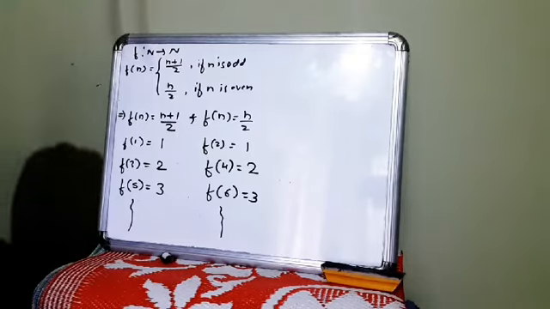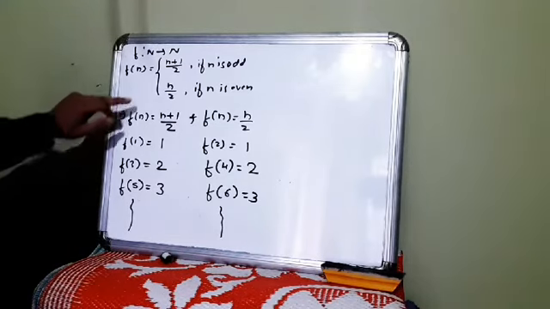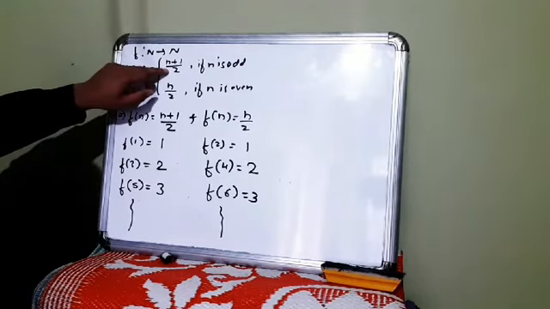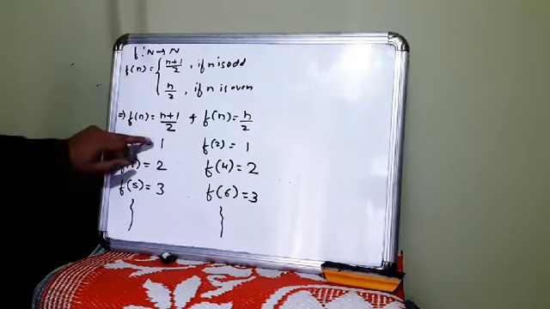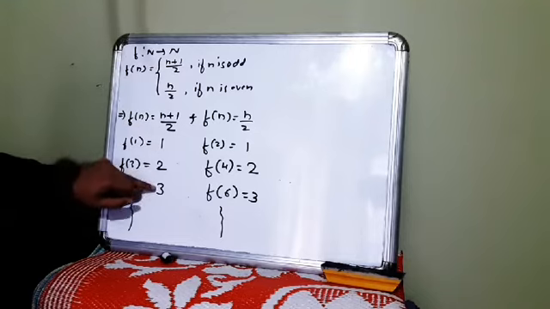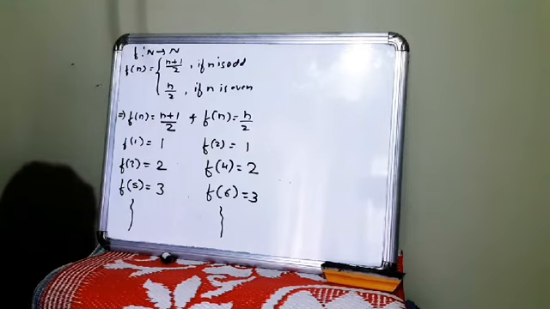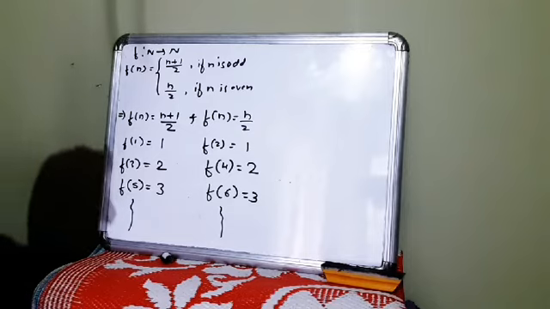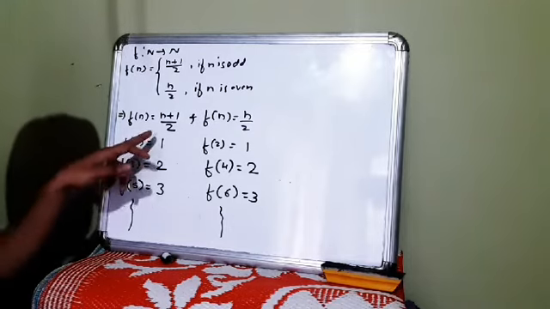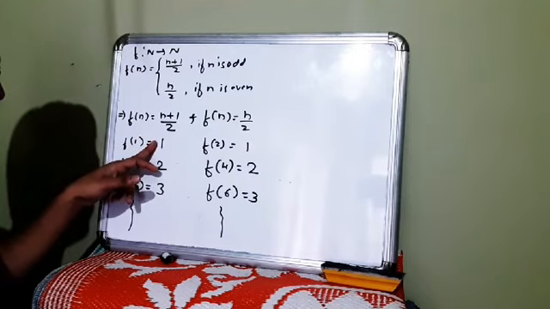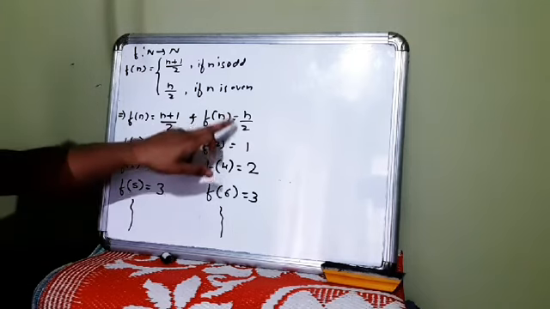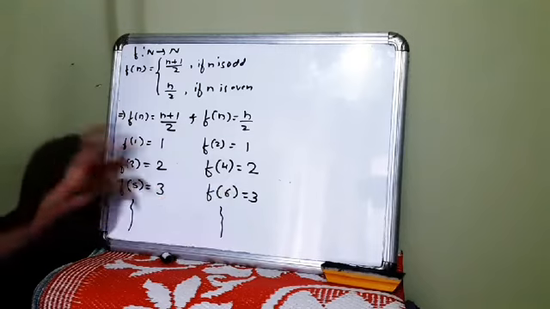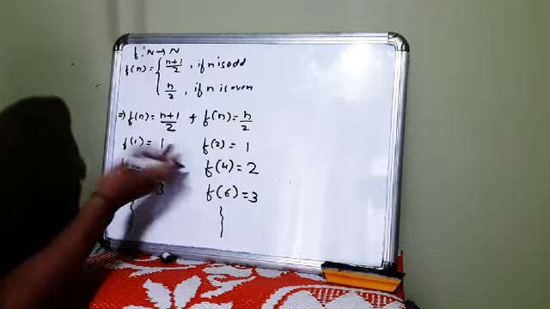So what you observed here: when I put odd numbers in the odd function, I am getting the answers 1, 2, 3 and so on. In the even function also I am getting 1, 2, 3 and so on. Okay. So what we observe here is that the RHS of the odd condition and the RHS of the even condition both are the same. So therefore I can equate any one part.